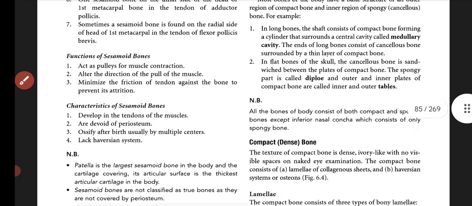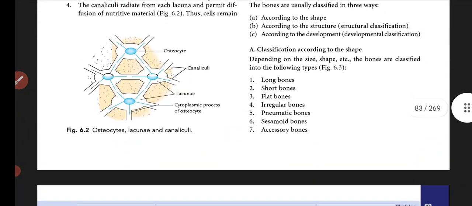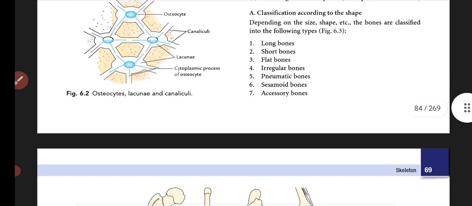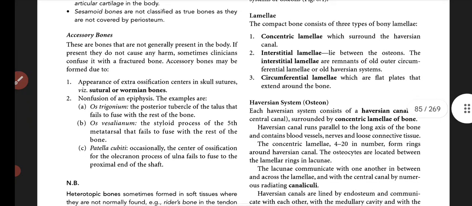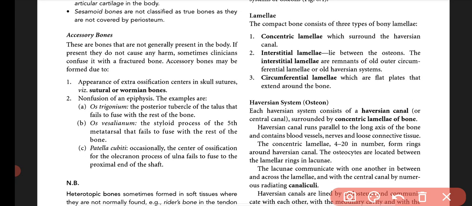And the last one is the accessory bones. In the accessory bones topic, these are bones that are generally not present in the body. If present, they do not cause any harm. Sometimes clinicians confuse them with the fracture of a bone.